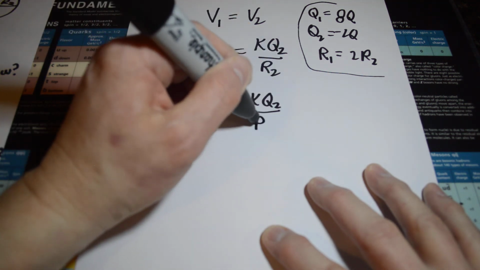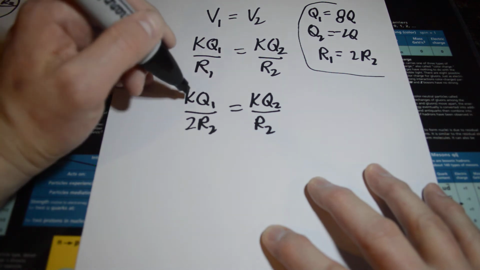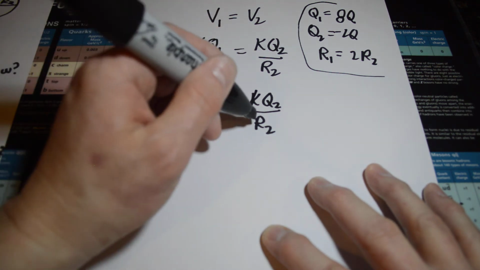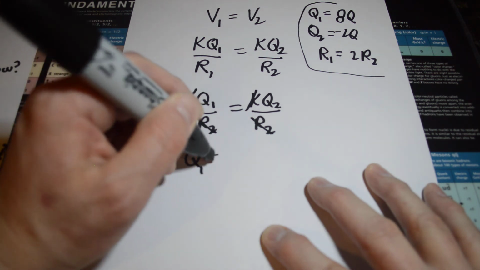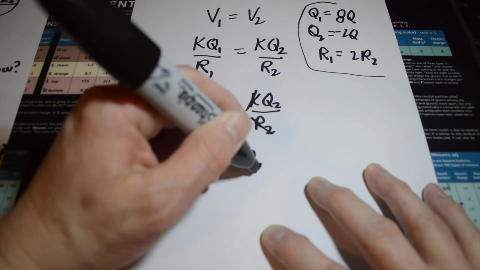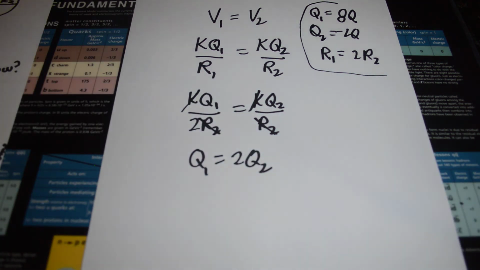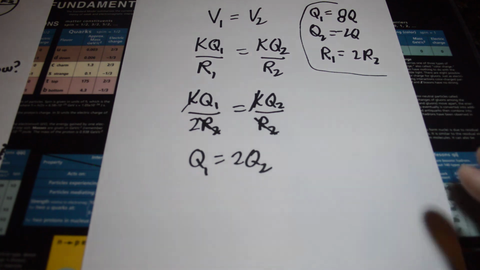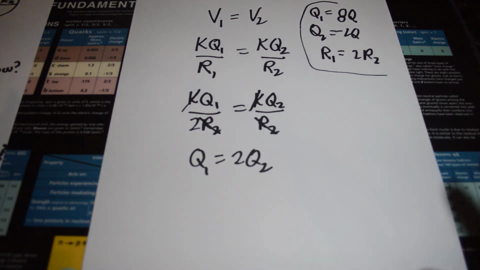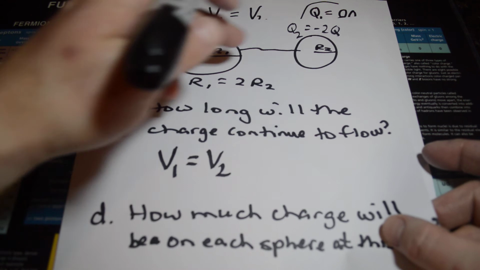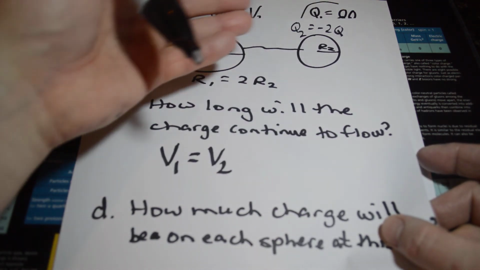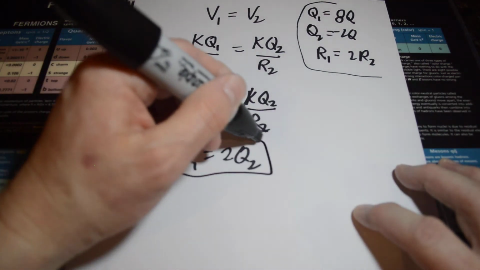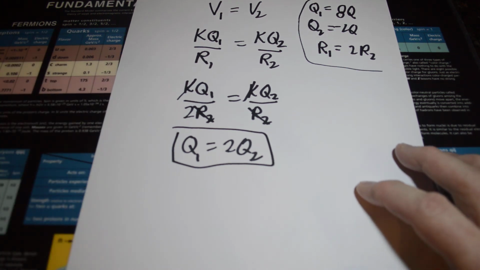If that's the case, then we do have some cancellation that occurs. The k's cancel, the R2's cancel, and that ends up giving you that Q1 has to have twice the charge of Q2. That may make sense because you have more space on that sphere for the charge to spread out evenly. It has more space, therefore you're going to have more charge, so the net result is good.